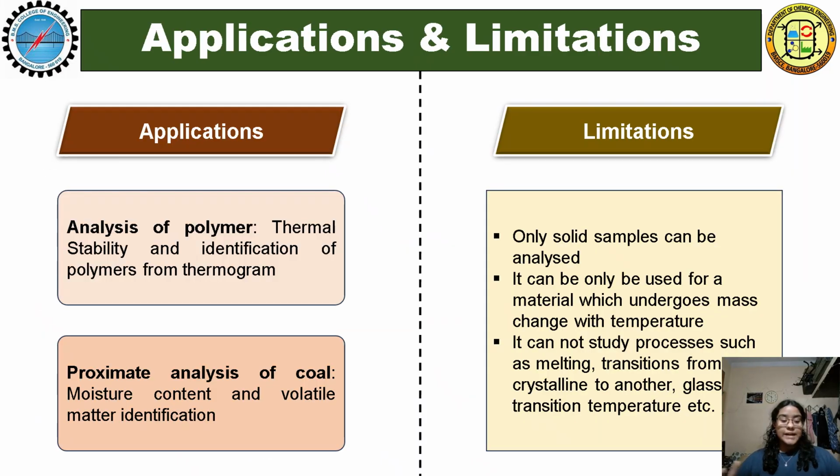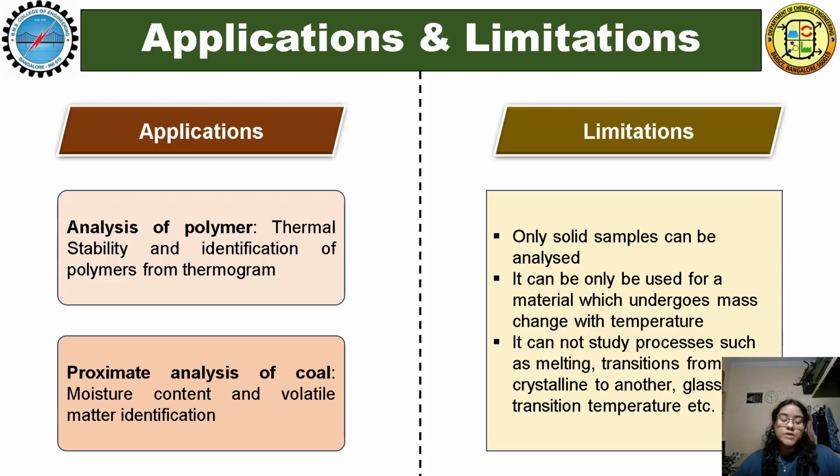So some of the applications of TGA is that it helps us analyze the polymer. It gives the thermal stability and it helps identify the consisting polymers. This can be done through the thermogram itself. The other application is the proximate analysis of coal, wherein the moisture content and the volatile matter are identified through the analysis of the thermogram.